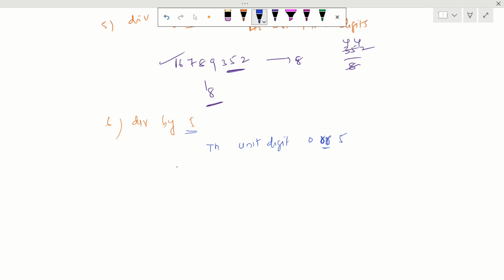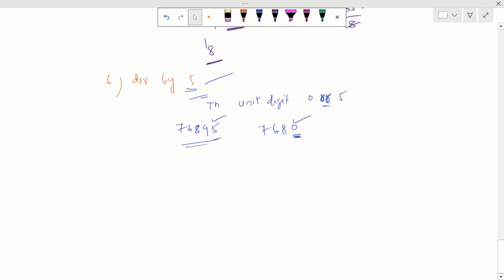I will give an example here: 76895. Is this number divisible by 5 or not? How to check this one? The unit digit is 5, so it is divisible by 5. Now suppose a number ends in 0, then we can say this number is divisible by 5.